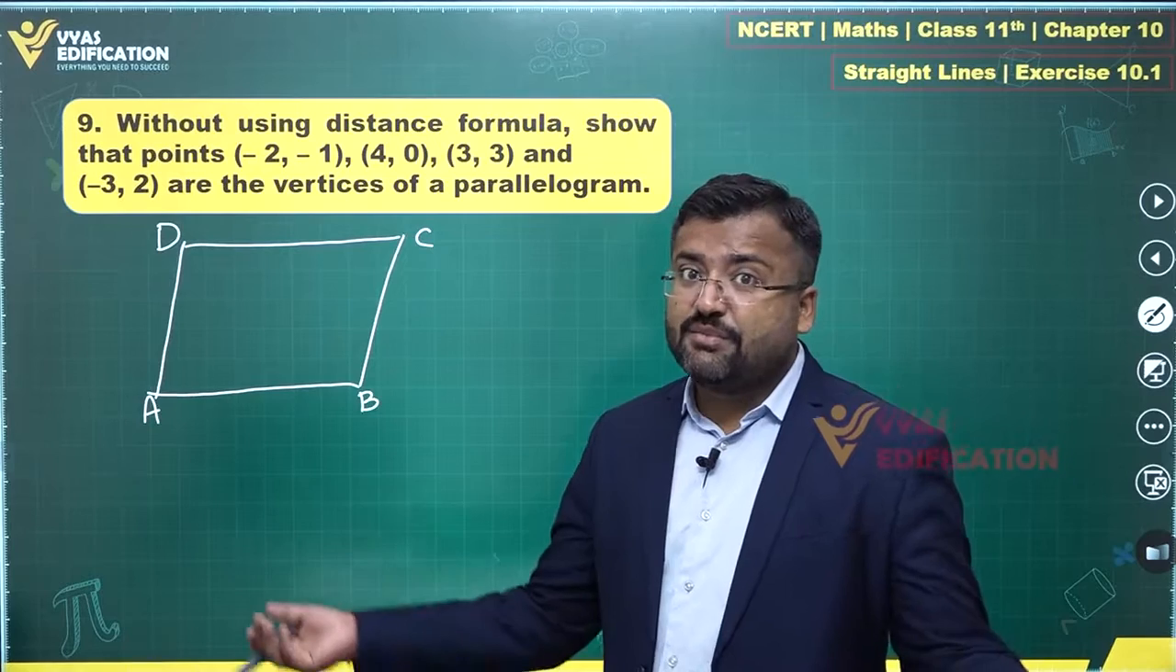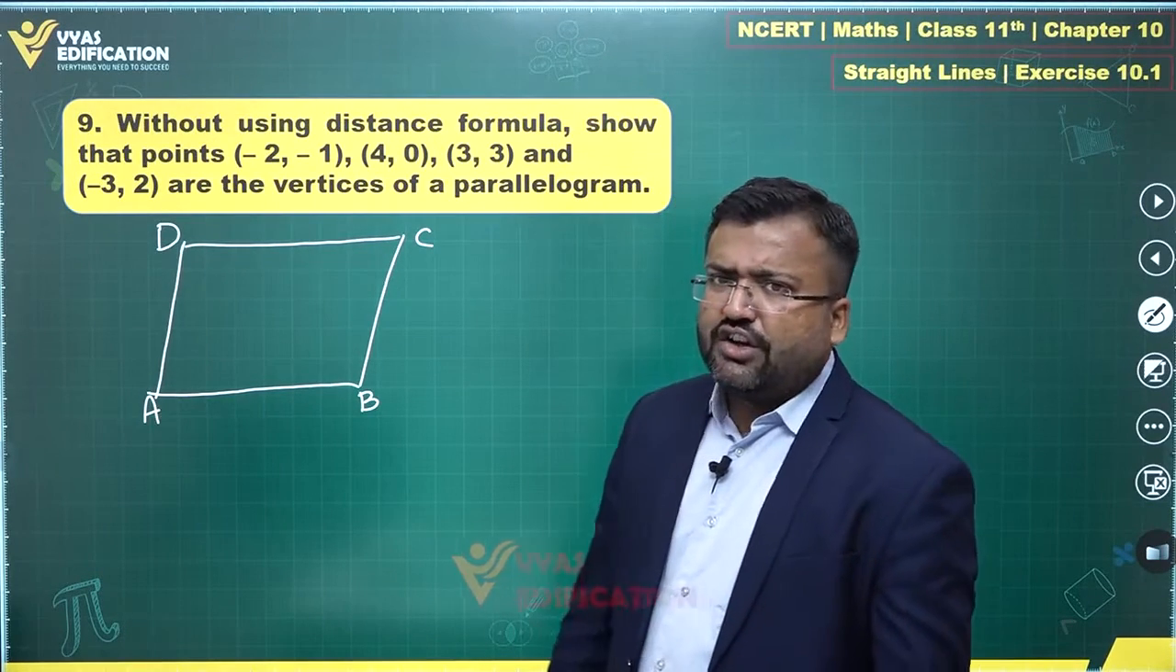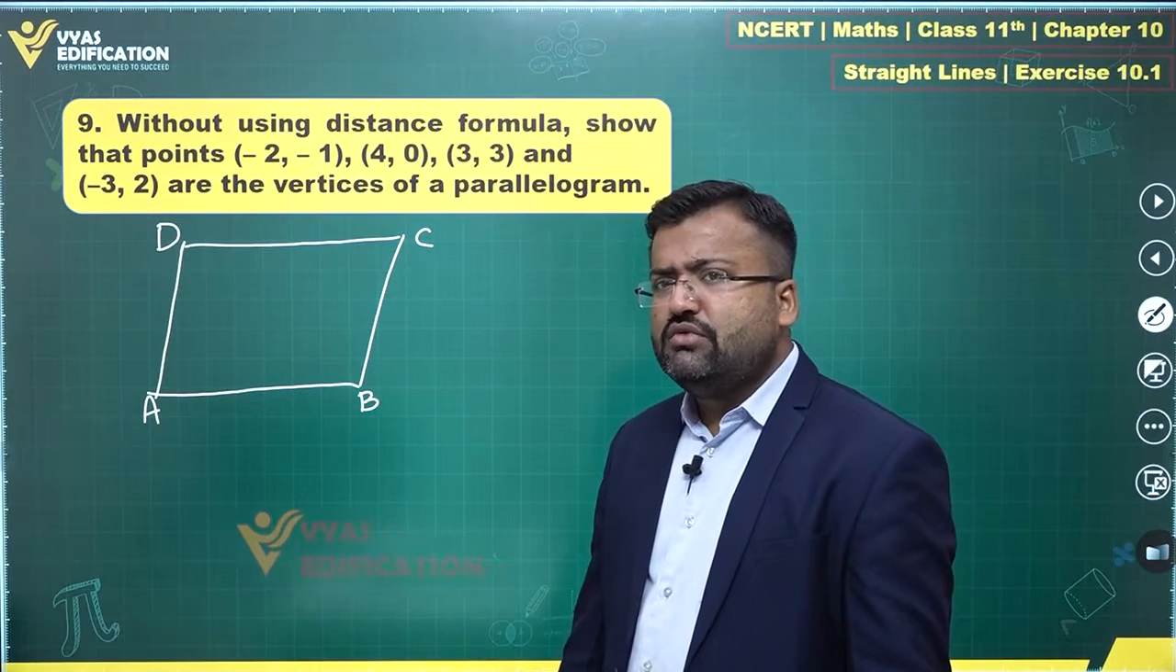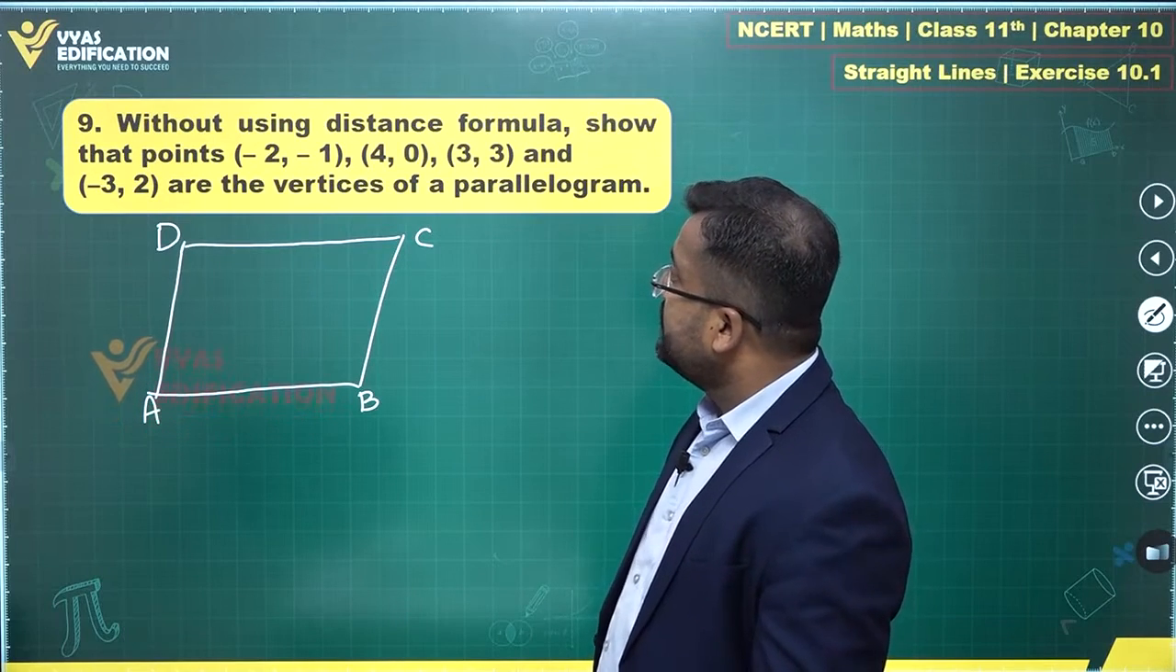A rectangle is a special case of a parallelogram, and alternatively, you can also guess that. But no, we are not supposed to use that. We are supposed to discuss using some other approach, right? What is that? Without using the distance formula, show that these points are the vertices of a parallelogram.